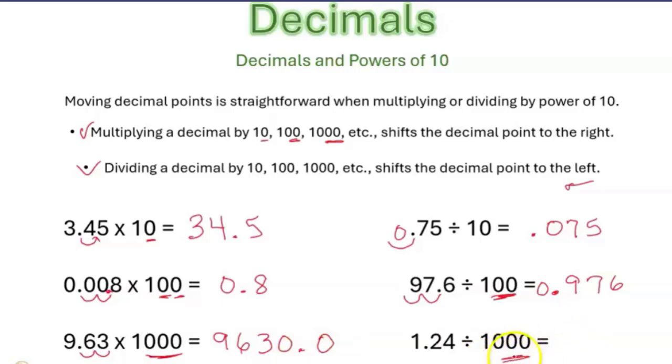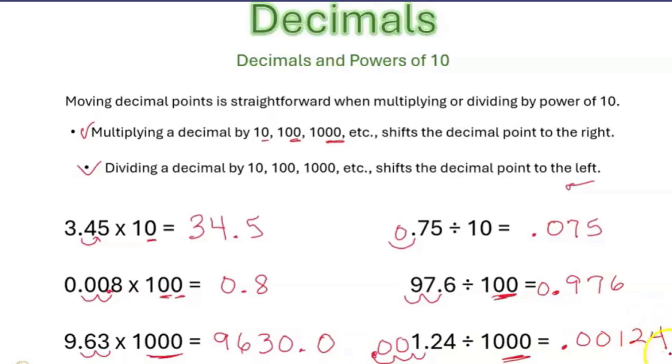And the last example is we're dividing by 1,000. We have 3 zeros. So that means we're going to have to add 2 zeros, go 1, 2, 3. And that's where the decimal point goes. So the answer would be decimal point 0, 0, 1, 2, 4. So again, multiplying and dividing by powers of 10 is really effective once you know how to do it with the decimal point.